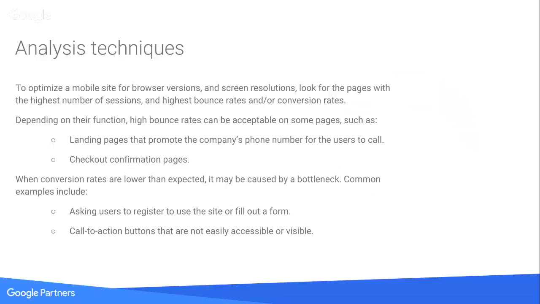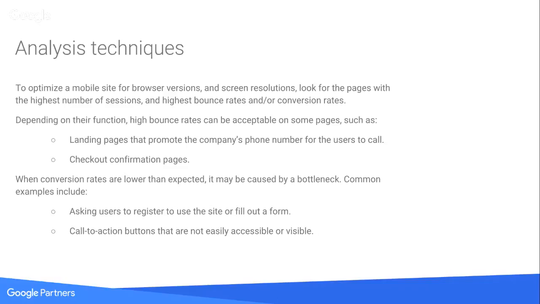One of the ways to optimize for different browsers and screen resolutions is to look for pages with the highest number of sessions and the highest bounce rates and conversion rates. You should also keep in mind that the bounce rates can be acceptable depending on the page's function. For example, if a page is a landing page with the company's phone number, or if it's a checkout confirmation page, you should expect a higher bounce rate that may not need to be optimized.